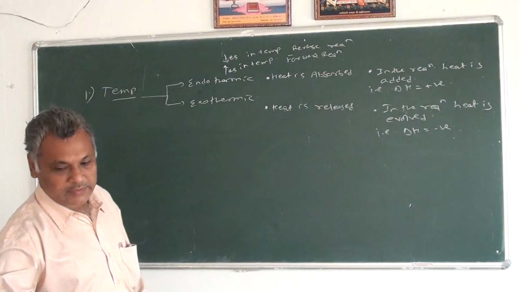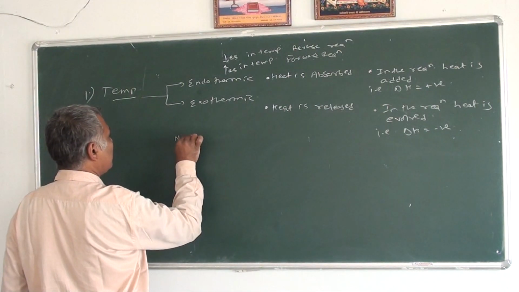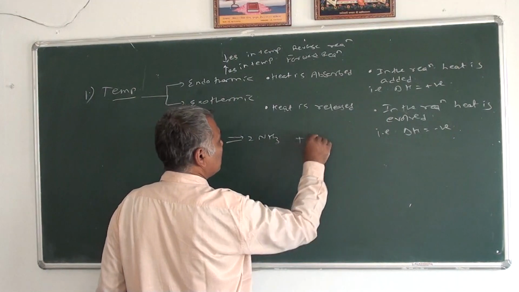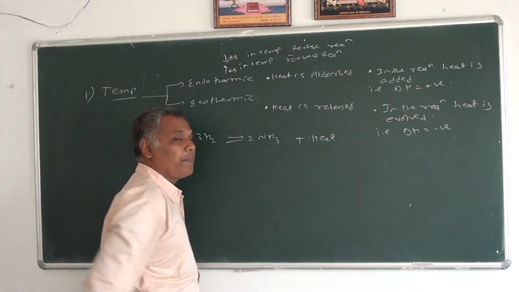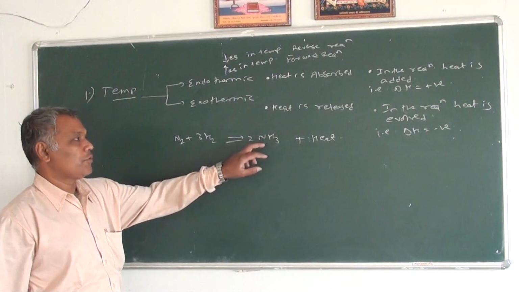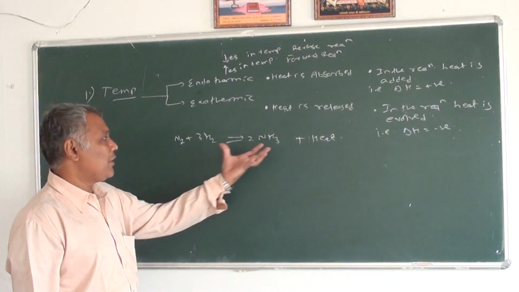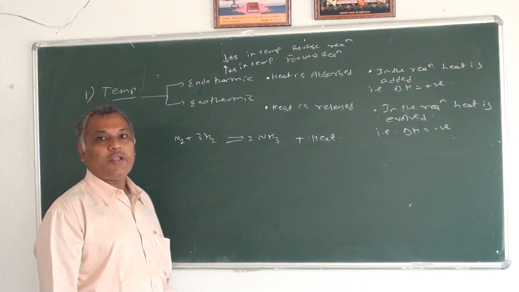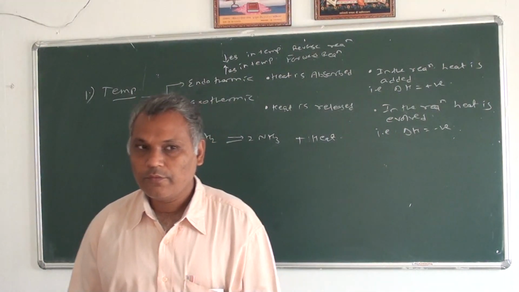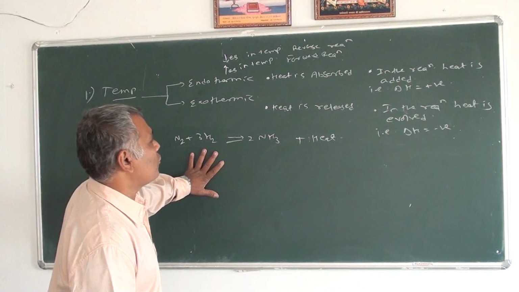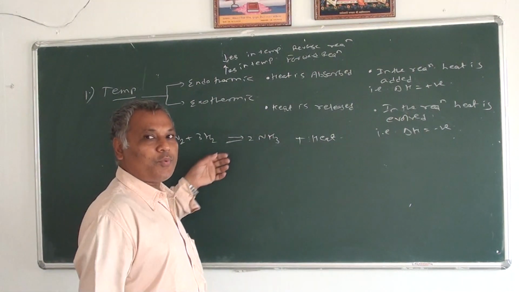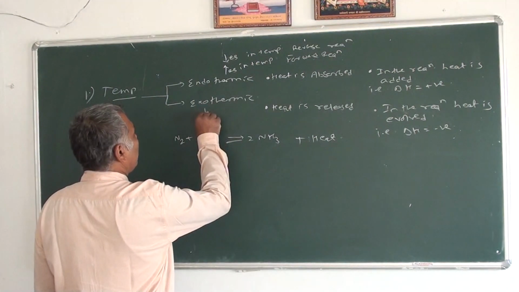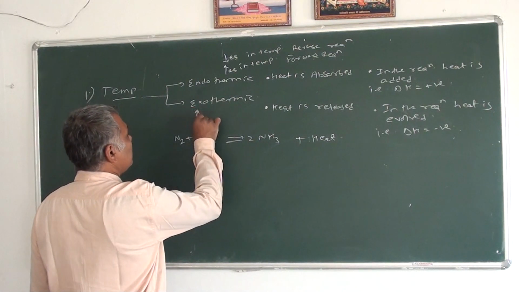Now in place of that, let's take an exothermic reaction. N2 plus 3H2 gives 2NH3 plus heat is evolved. Heat is given out. So what does it show? Energy is released. Already the temperature of this component is going to increase more and more. And in that condition, if I increase the temperature, already the temperature is high, plus again the rise in the temperature, so the reaction will try to go for reverse. So for endothermic, increase in temperature.